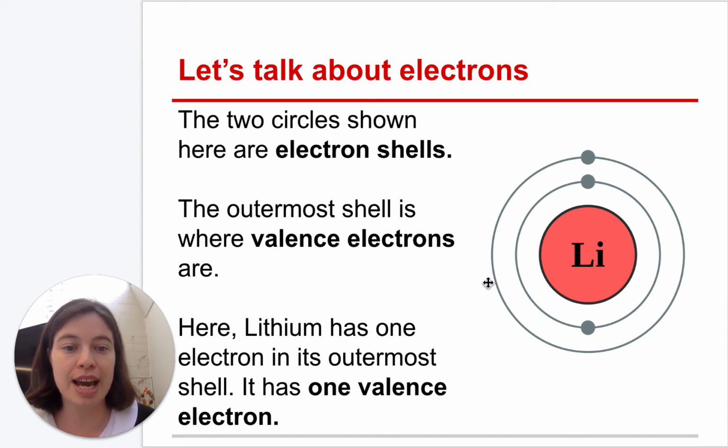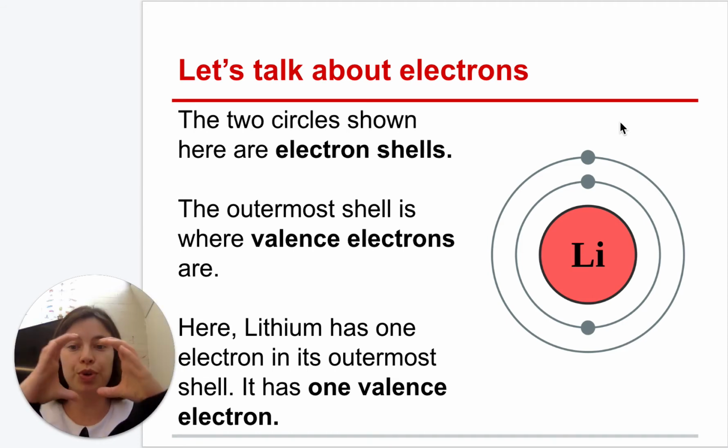So here you can see I have 2 electron shells around lithium. Each of those shells can hold a certain number of electrons, and you always fill the inside shells first before you move out from there.